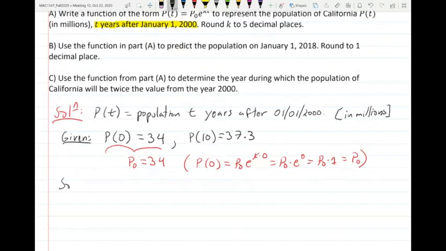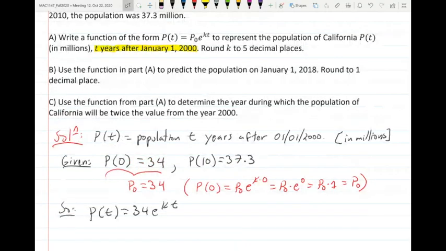So that means that so far, the formula is looking like this: 34 times e to the kt. And we have population growth, so we are expecting k to be positive, but let the calculations tell us this. So now the question is, what is k? We're trying to do part A.